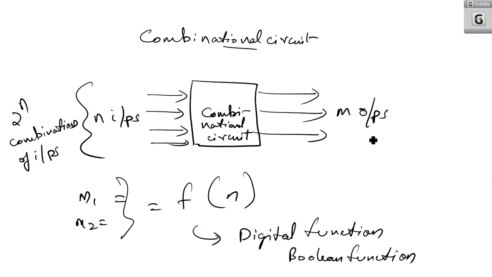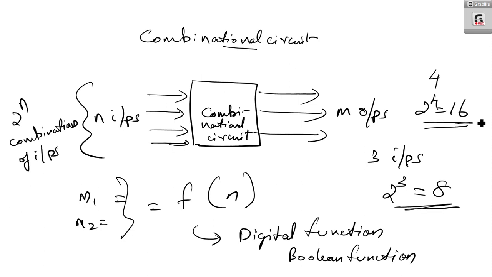For example, if there are 3 inputs, the possible combinations are 2 raised to 3, so you have 8 possible combinations. If there are 4 inputs, 2 raised to 4, 16 input combinations are possible. So that is an introduction to combinational circuits. The only factor by which a combinational circuit works is the present input: it gives the output, and when the input changes, the output also changes automatically. That is the basic format of a combinational circuit.